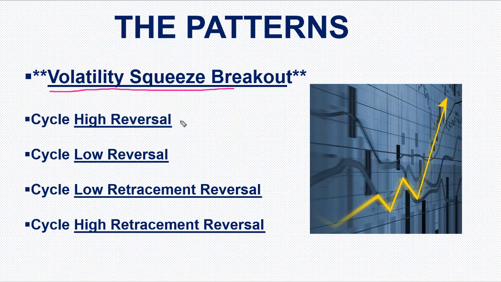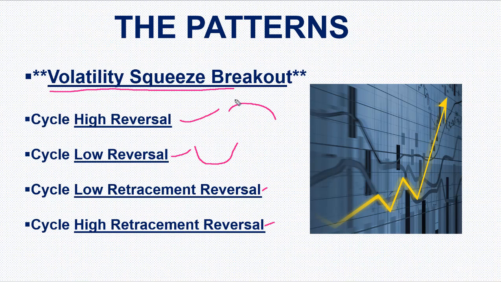One is what we call a cycle high reversal, then the cycle low reversal, cycle low retracement reversal, and cycle high retracement reversal. Basically, a cycle high reversal is where your market's trending up, and then you get buying exhaustion and it turns over. Cycle low reversal is where you get to the bottom of the market, below the moving average, and it starts turning over. And retracements are where your market price goes into certain key moving averages and then has either a cycle low retracement failure or a high retracement failure into a specific moving average.